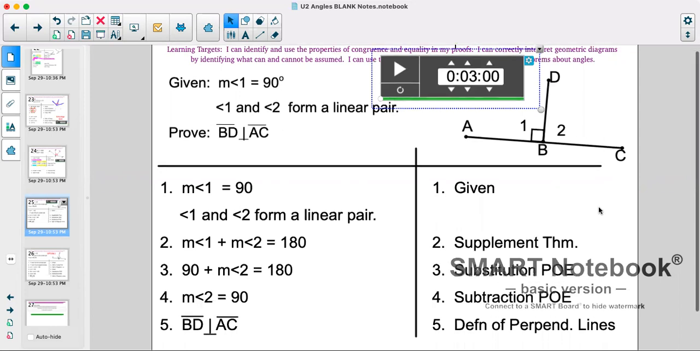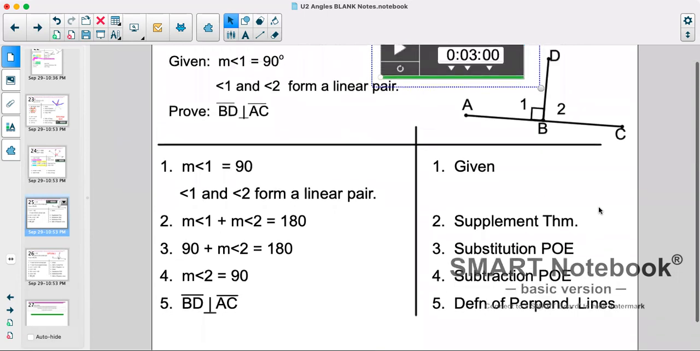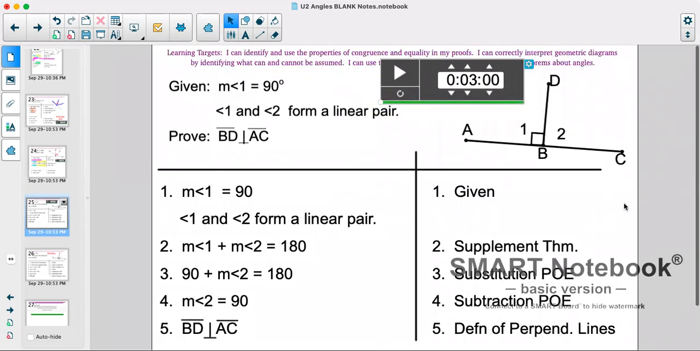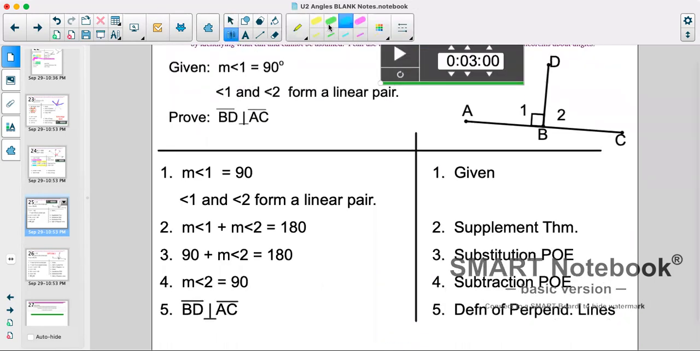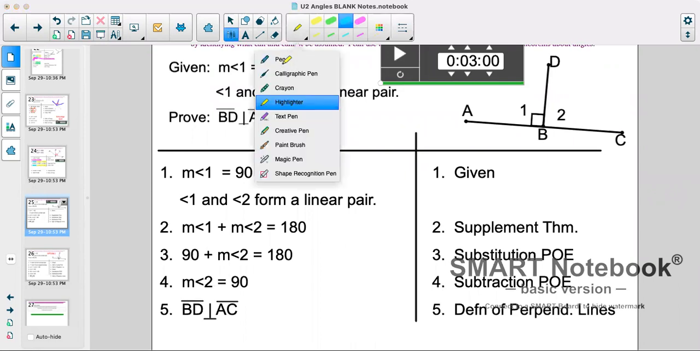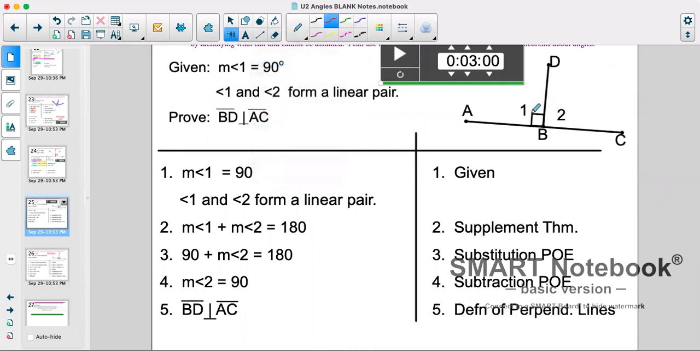And so here is one possible option for the solution to this proof. Notice that the measure of angle 1 is 90 degrees, and you are given also angle 1 and angle 2 form a linear pair. So that's what I'm starting out being given to myself. If I label my diagram, the best way to label this is the measure of angle 1 is 90 degrees. Well, I know that that means that that's a right angle.